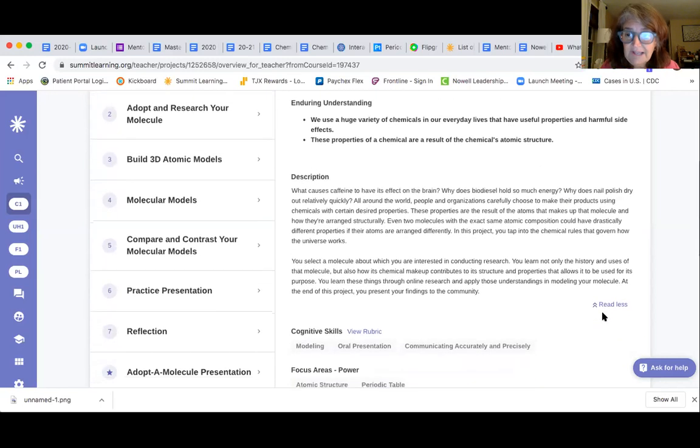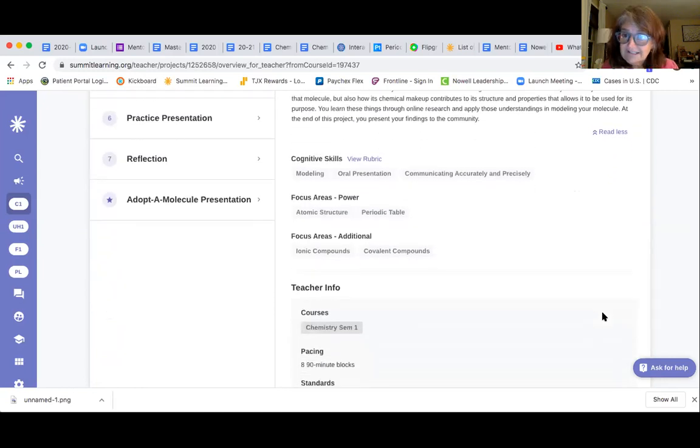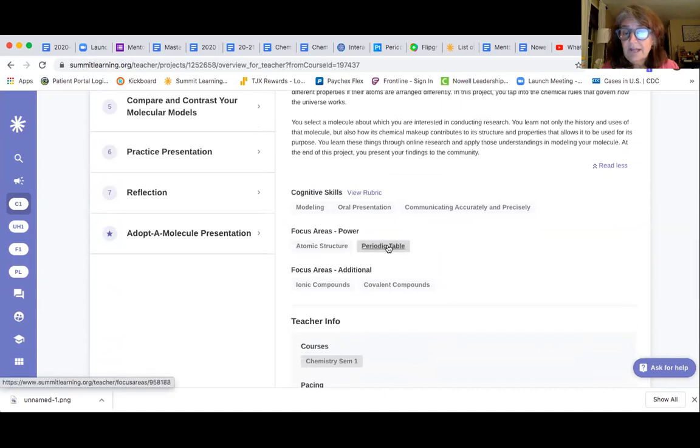And then you're going to present this, and you're going to be able to use a number of different mediums. You're going to be able to do storyboard, Zoom, Powtoon, Flipgrid, recording yourself on PowerPoint, however you see fit. And the cognitive skills that we're going to be working on here are, of course, modeling, oral presentation, and communicating accurately and precisely, which is really important in science. So let's get started. There are also two focus areas, atomic structure and periodic table.